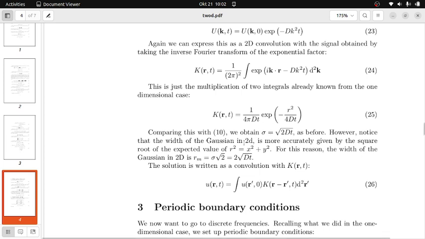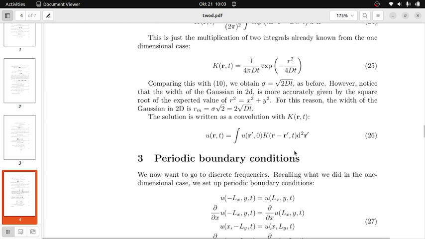Now we need the expected value of r squared, which is the sum of x squared plus y squared. And for this reason, while in the 1D case the width of the Gaussian was the square root of 2 D t, now in 2 dimensions the width is 2 times the square root of D t. The formula is different, right? Because of this detail in 2 dimensions. We have 1 dimension more to compute. This is an important difference, right?